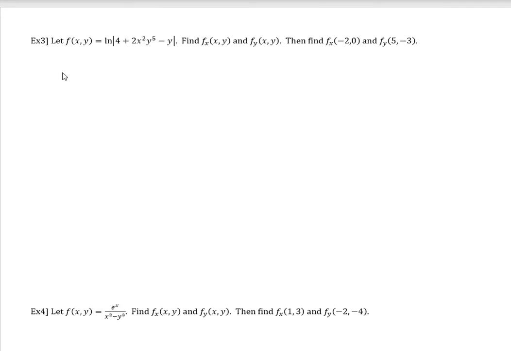Hi everyone, welcome to our video where we're going to do partial derivative problems and then evaluate them at given values. Alright, so for this first one, we have a log function.